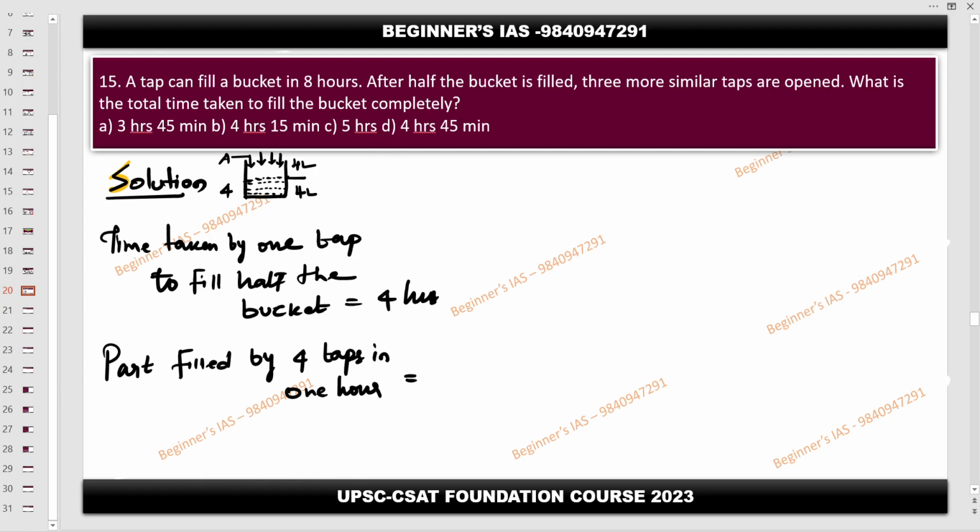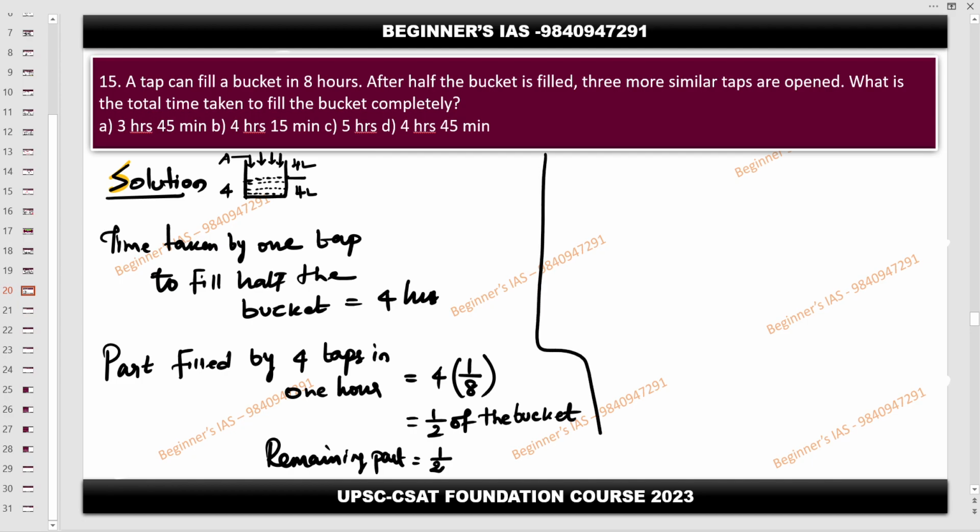So here 8 hours totally. 1 hour means 1 by 8 part. So 1 tap 1 by 8. 4 taps, therefore 4 into 1 by 8, which is equal to half of the bucket. Part filled by the 4 taps in 1 hour is equal to half of the bucket. So what is the remaining part to be filled? So remaining part is equal to full minus half, so then remaining is nothing but the half.